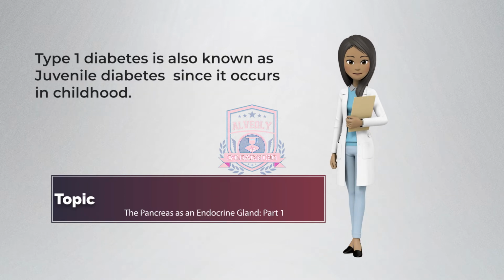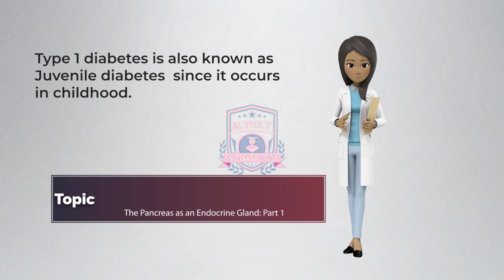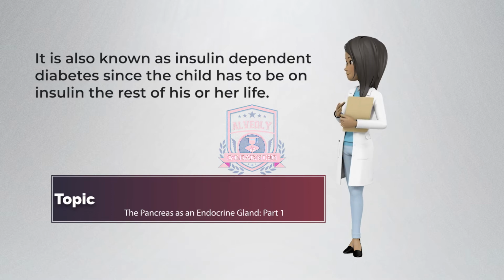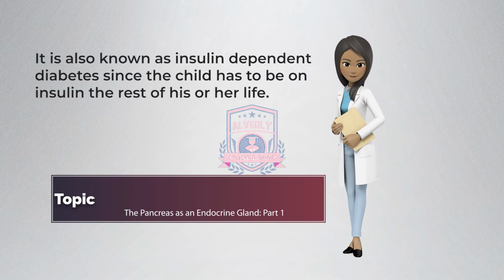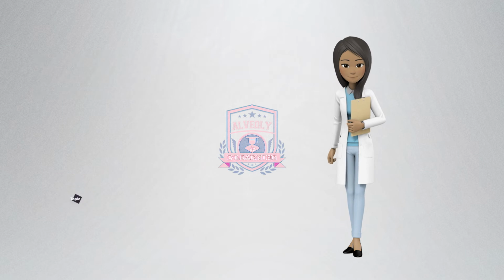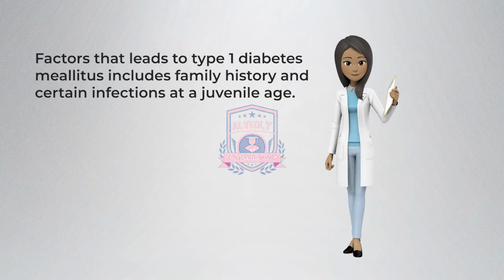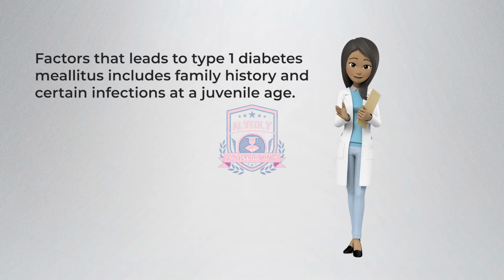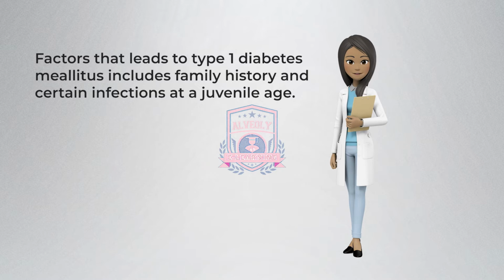Type 1 diabetes is also known as juvenile diabetes, since it occurs in childhood. It is also known as insulin-dependent diabetes, since the child has to be on insulin for the rest of his or her life. Factors that lead to type 1 diabetes mellitus include family history and certain infections at a juvenile age.